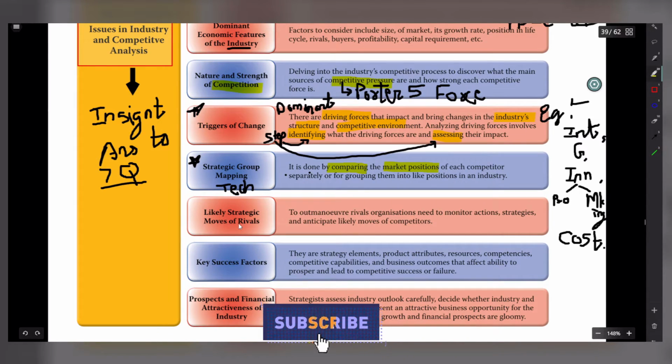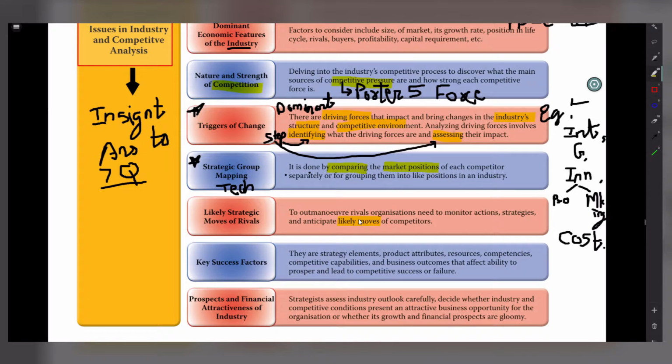Likely strategic moves of rivals. We can assess them to outmaneuver rival organizations; we need to monitor actions, strategies, and anticipate likely moves of such competitors. The organization uses competitive analysis, makes sure to always keep in touch with the competitors, focus on various strategies by the competitors and react to them. Do you remember the reactive strategy in which there were competitors' moves?